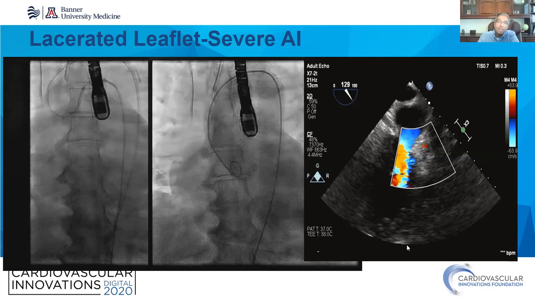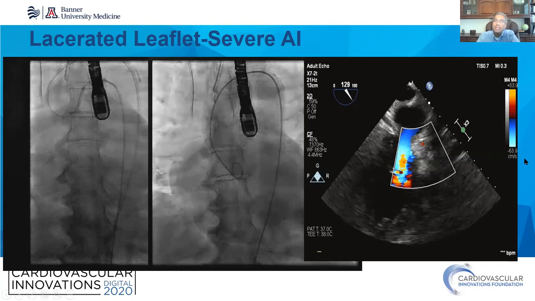As you can see in the right panel, we've successfully performed the laceration, and the patient has a significant amount of AI, which you can hopefully see on the root angiogram as well as on the echocardiographic image on the right panel. Oftentimes, hemodynamic compromise is not immediate and allows for enough time to perform the TAVR procedure after this is done.